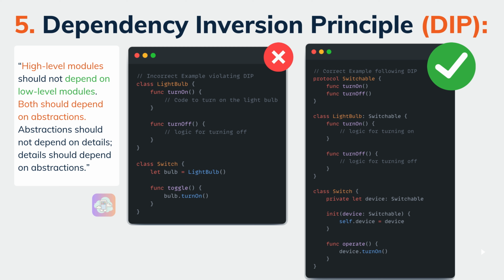That's DIP in action. So remember, with dependency inversion, always depend on abstractions, not concrete classes. This keeps your code flexible, reusable, and future-proof.